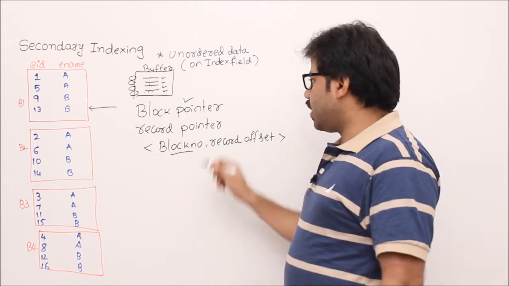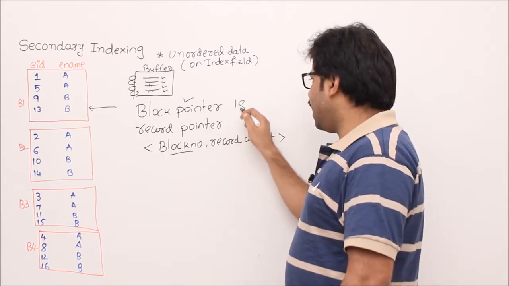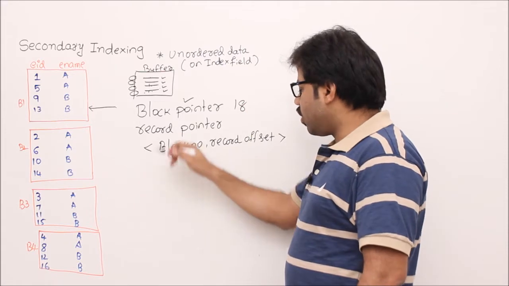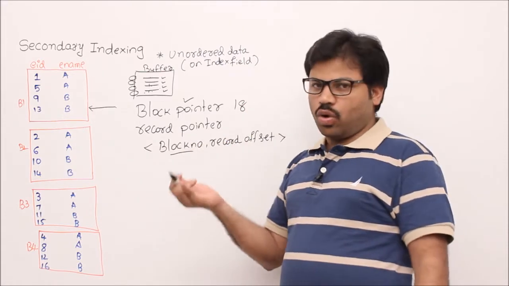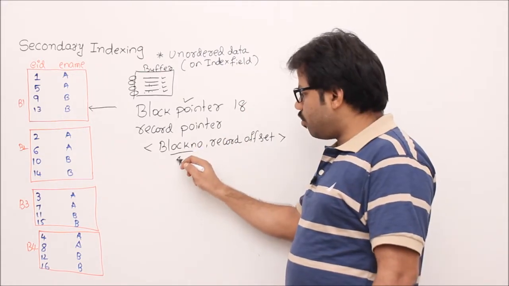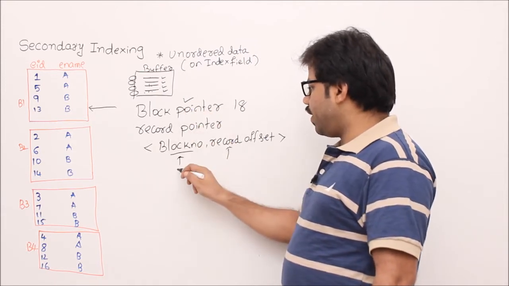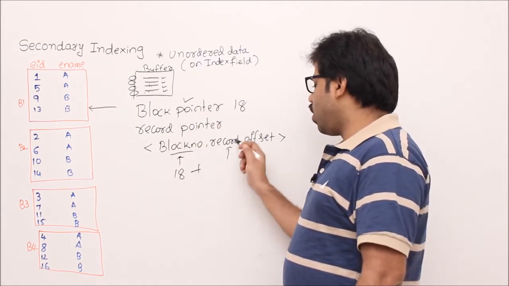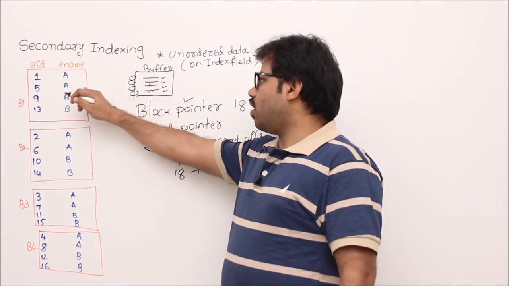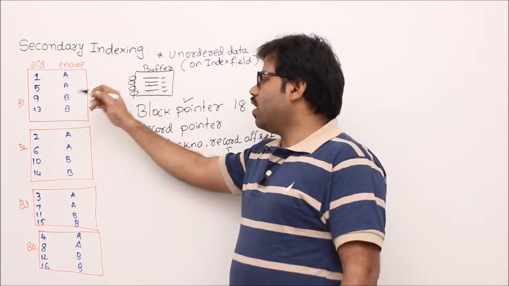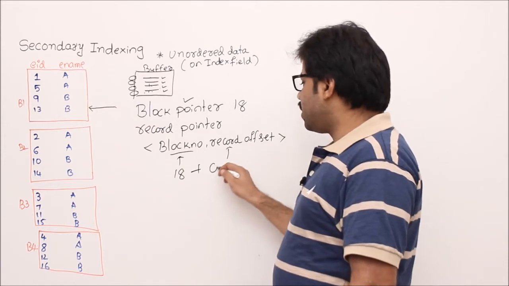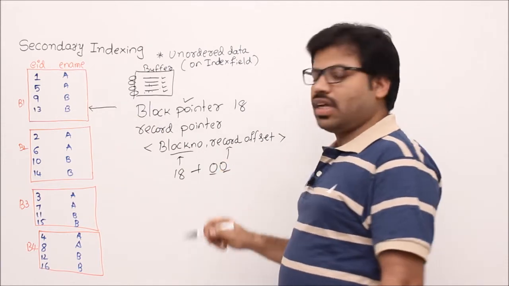Now I can say one more thing. Example, let's say the block pointer size is 18, then the record pointer size will generally be more than that. The reason is you have the block number and the record offset. The block number is nothing but the block pointer. It takes 18 plus the record offset. So example, let's say in your block there are 4 record positions, right? To uniquely identify them, 2 bits are enough, right? So 2 more bits are required.